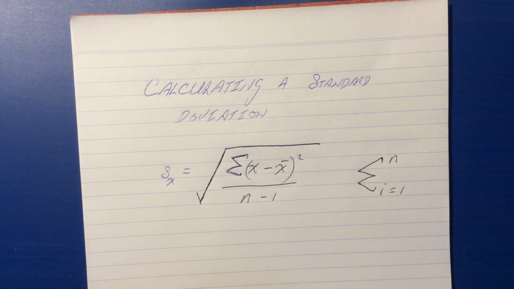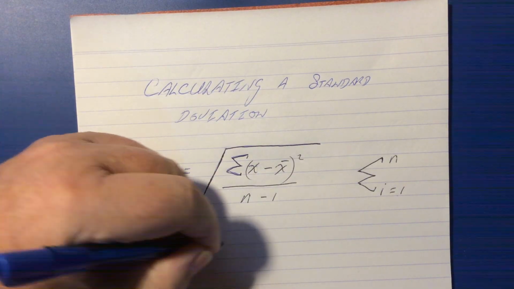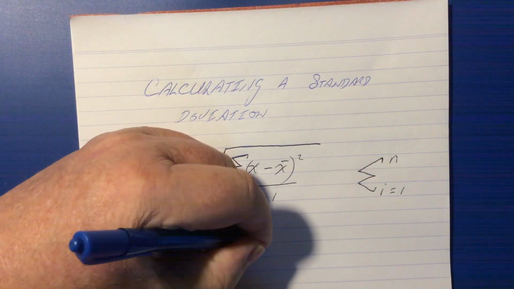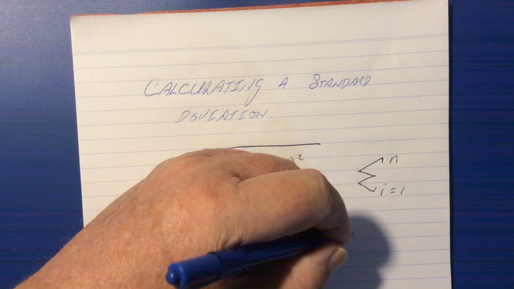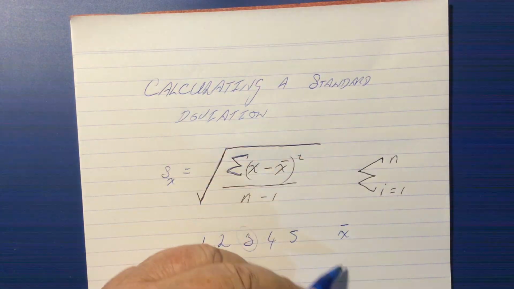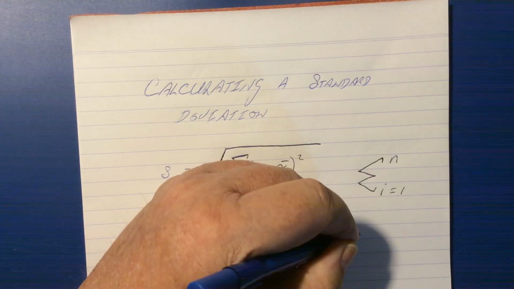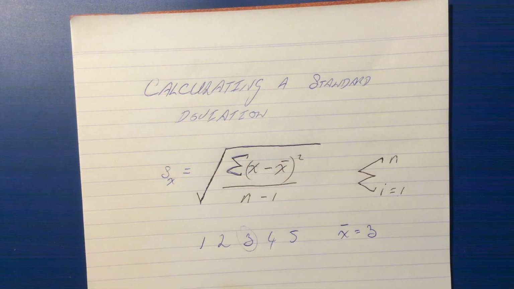So let's go to work. Let's take a set of numbers: 1, 2, 3, 4, and 5. We'll make this really simple. Now the mean of this is 3. 1 plus 2 plus 3 plus 4 plus 5 equals 15. 15 divided by 5 equals 3. So the mean, which is the sample mean, which is this symbol here, is 3.